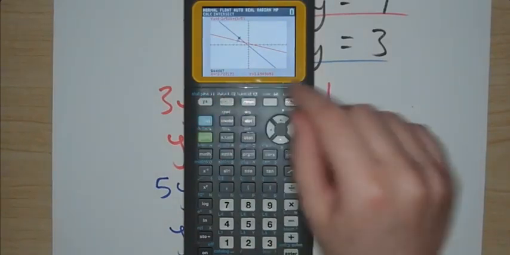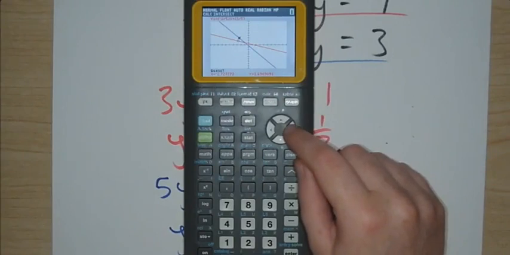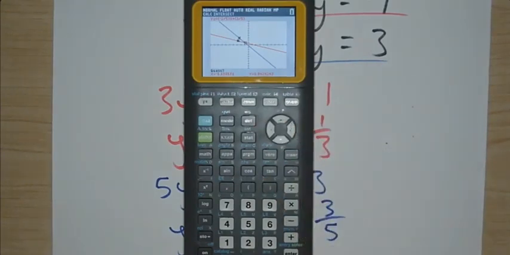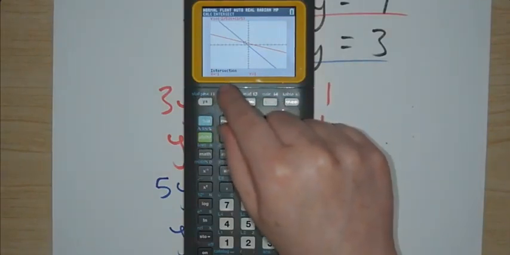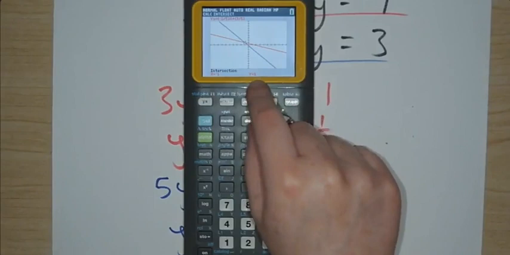Next, it asks you to guess. What they're asking for is for you to guess where the intersection is. So it looks like it intersects somewhere over here, and then I'm going to press enter. And it has discovered that the intersection is at x equals negative 1 and y equals 1.